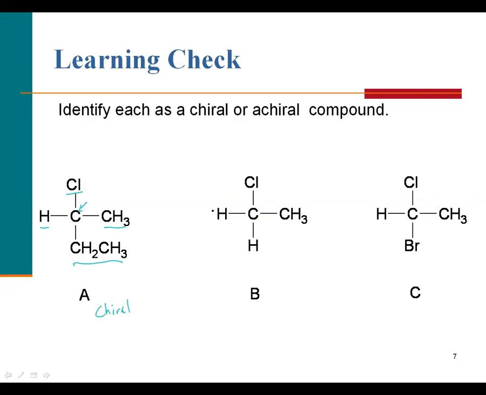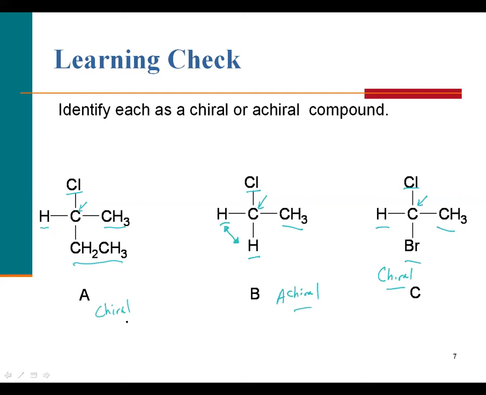If we look at the middle one, the carbon has a chlorine, a methyl group, one hydrogen, and now we have two hydrogens here. So this is a carbon that does not have four different groups attached to it, which is what is known as achiral. And lastly, this carbon over here has a methyl group, a bromine, a hydrogen, and a chlorine. That again is four different groups attached, so this one should be chiral as well.